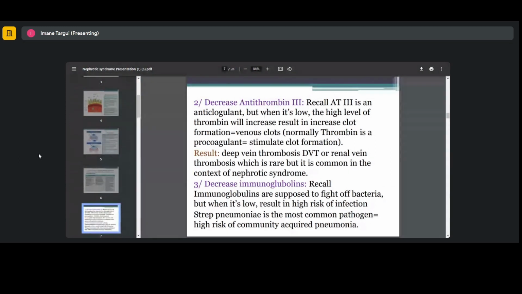infection, like the most common thing. It is common in nephrotic syndrome, when the immunoglobulins are low. Mostly it is Streptococcus pneumoniae, the most common pathogen, which increases the risk of community acquired pneumonia.